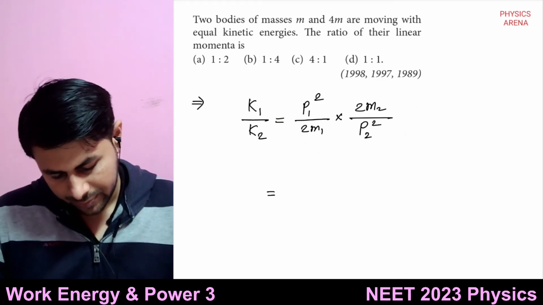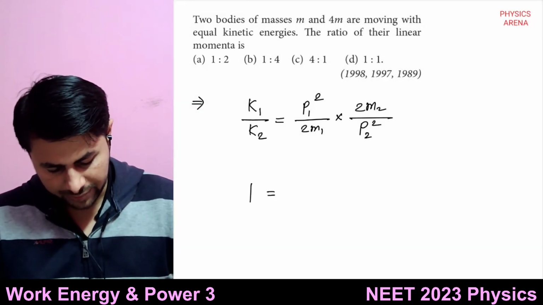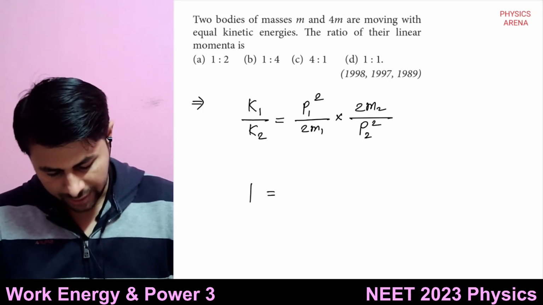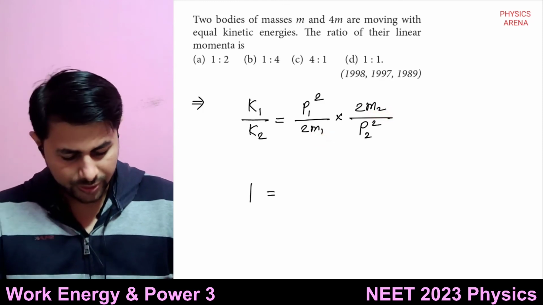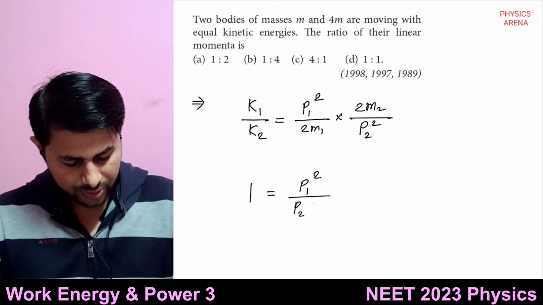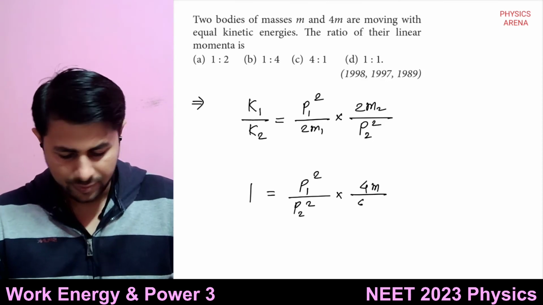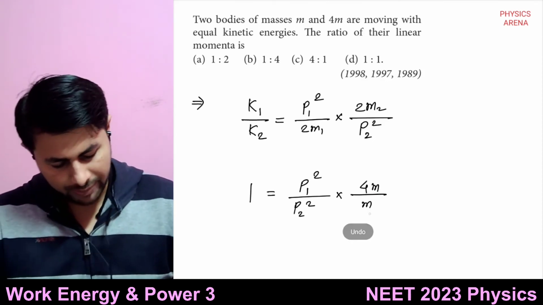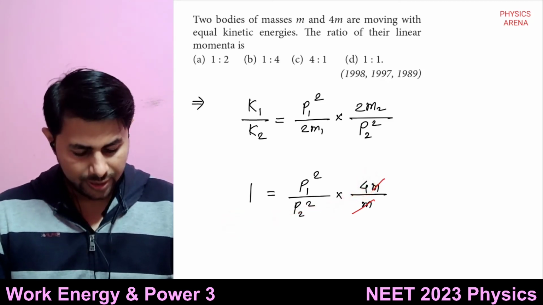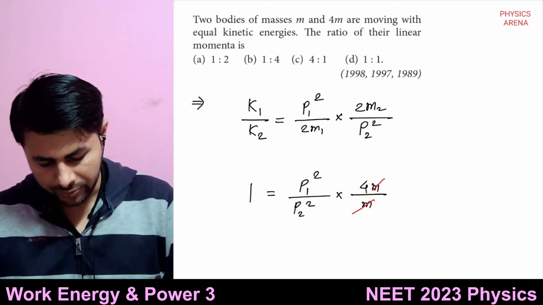K1 upon K2: the two bodies are moving with equal kinetic energy, so this is one. That means you are given masses M1 is to M2 as 1 is to 4. So you have P1 square upon P2 square, or P1 by P2 whole square. M2 is 4 times M1, so 4m divided by m, m and m get cancelled. You can take that 4 to the other side, it goes into the denominator. So P1 by P2 square is 1 by 4. So the ratio of P1 is to P2 is 1 by 2.